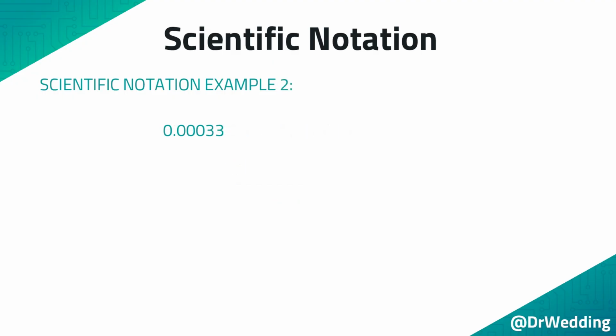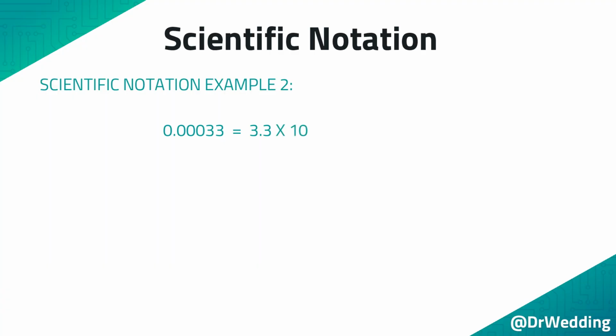You may be wondering what you need to do if the number is less than 1. You just apply the same rules as before. Assume you have 0.00033 and you need to put it into scientific notation. First, you put one value in front of the decimal point and the number becomes 3.3.